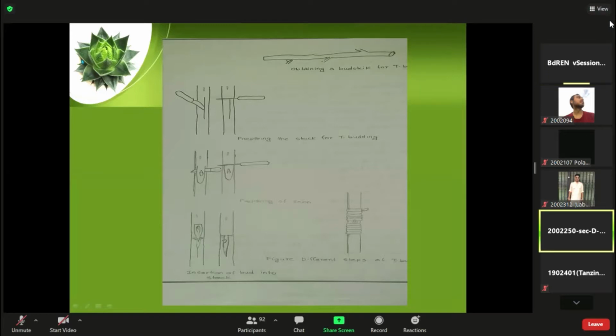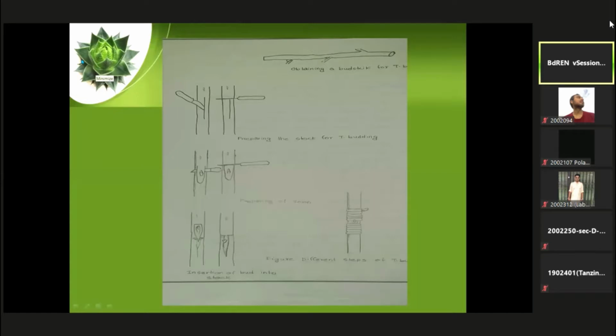Sir, in which plant can this cutting be done? Tea budding, not cutting. Mind it, it is not cutting. It is budding. Yes sir, budding. Tea budding is widely practiced in rows.